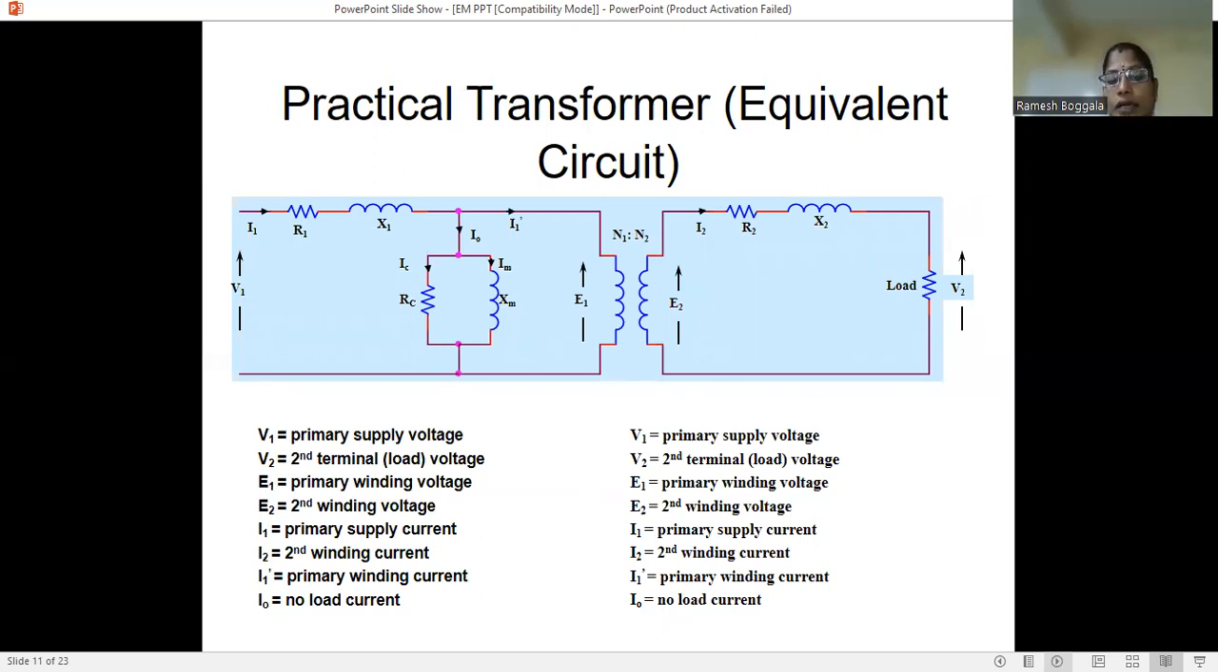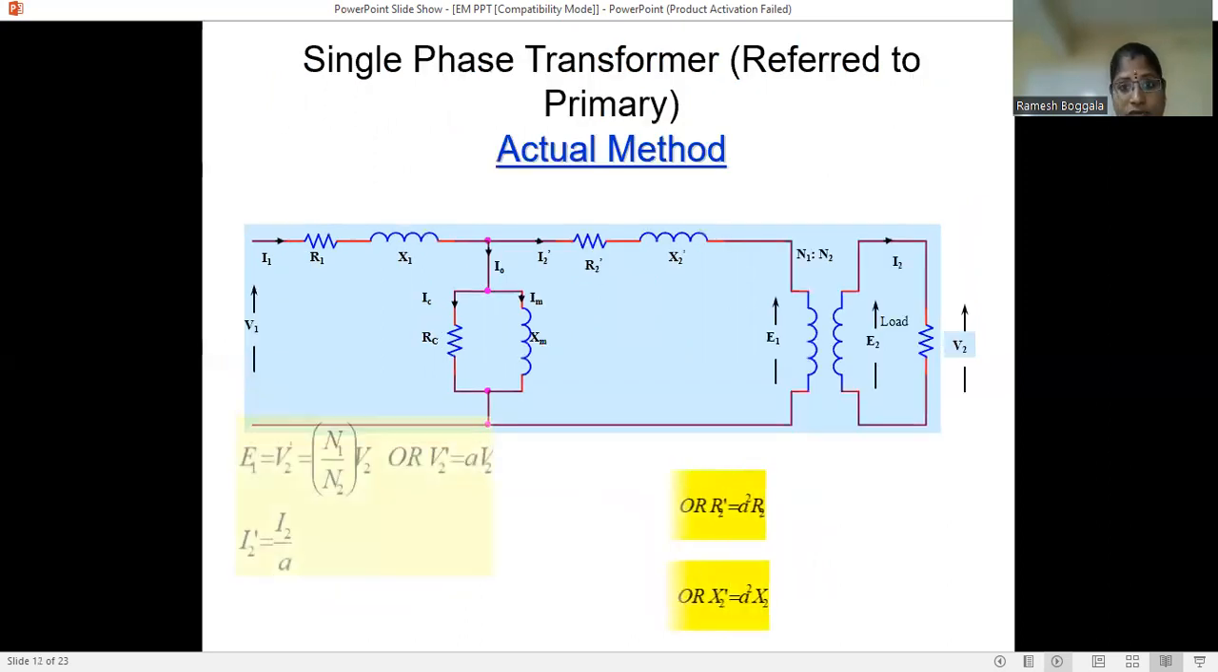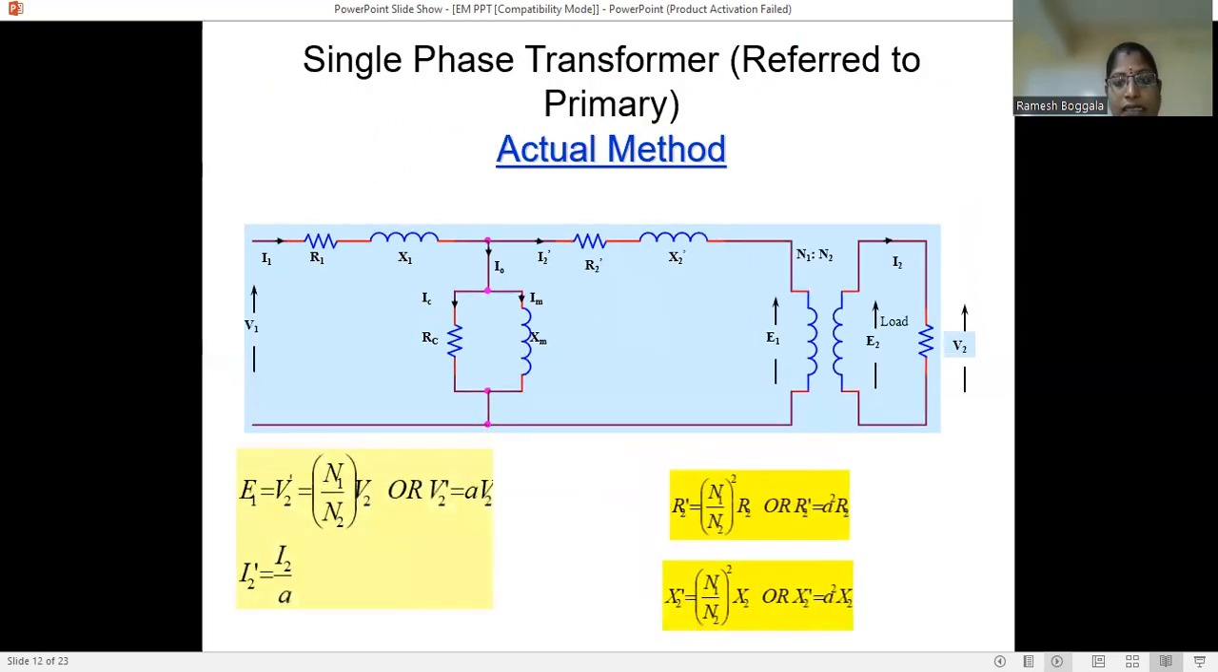IC is the working component current. IM is the magnetizing current. Here, RC and XM are the no load resistance and reactance. E1 is the induced EMF in the primary side. E2 is the induced EMF in the secondary side. These are all part of the practical transformer.